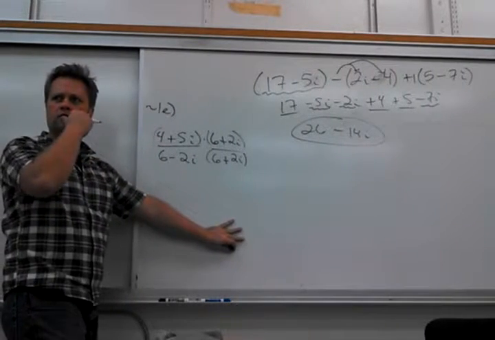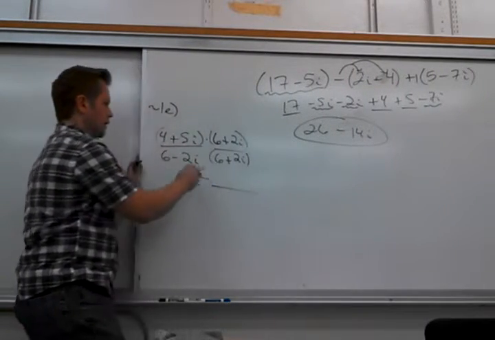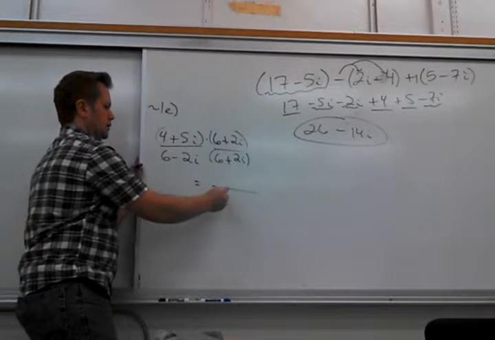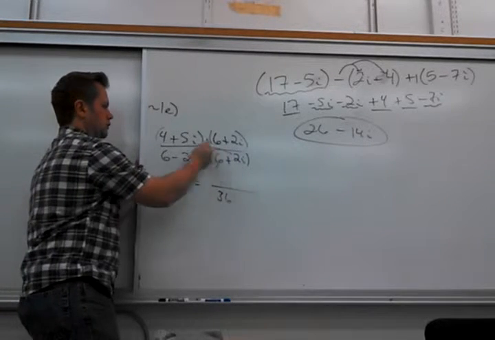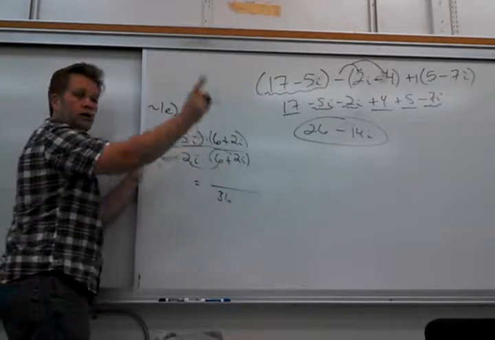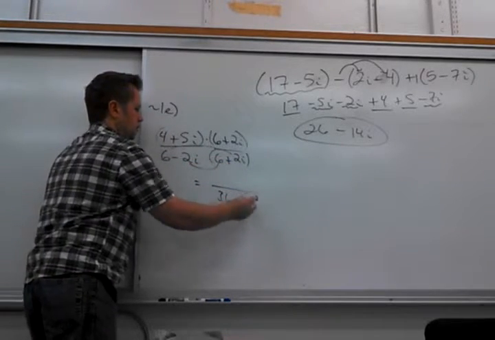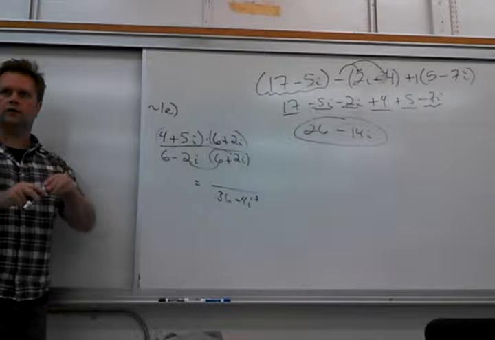Does that make sense, Trent? Okay. So on the bottom I get 36. And the middle terms cancel, right? We designed it to work that way. Minus 4i squared. So you have to worry about that i squared in the next step.